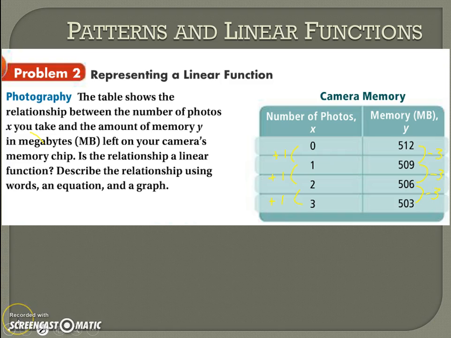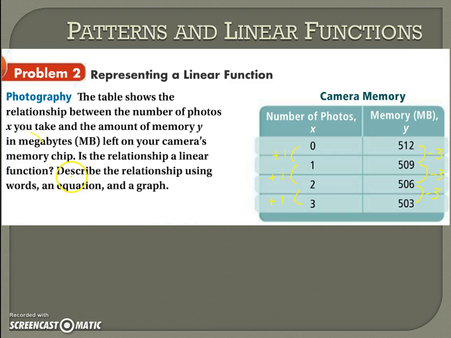Another way you could say it in words is starting here with this initial value of 512. That's how much memory is on the card before any photos are taken. And you'd say 512 megabytes minus the number of photos times 3, or something like that. I misspoke there. That's another way you could say it.